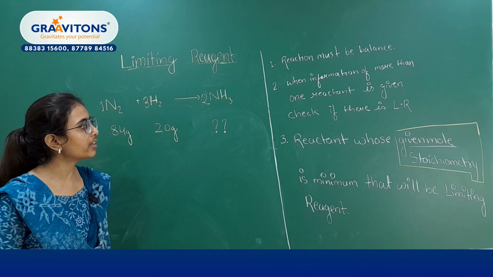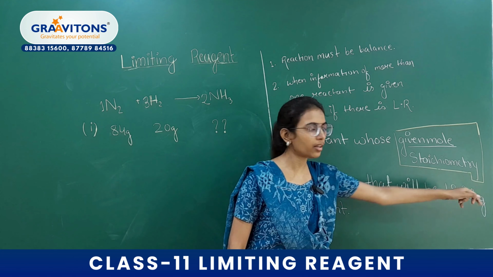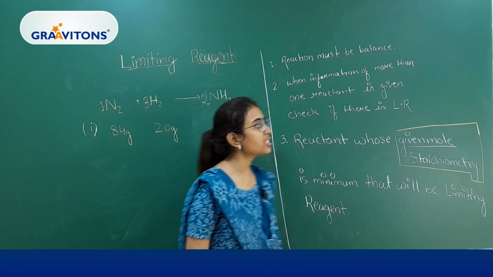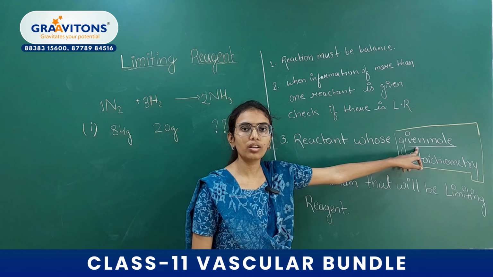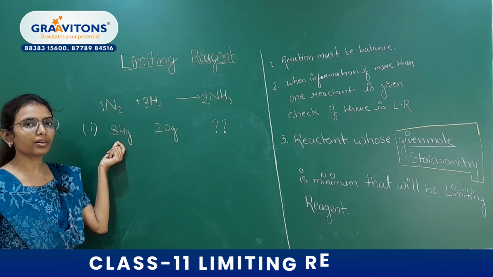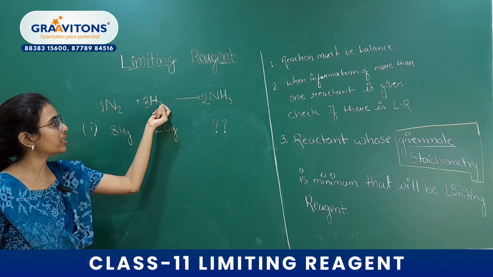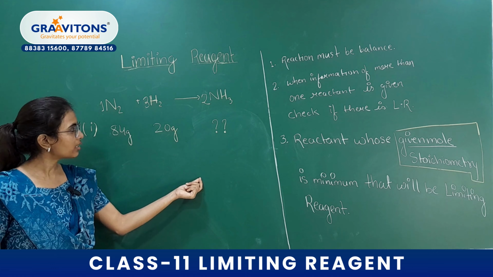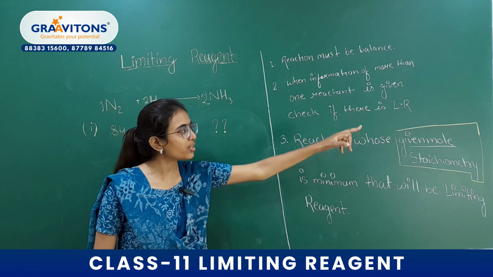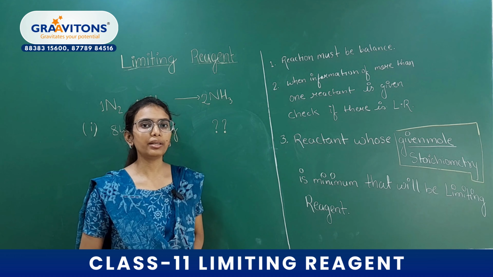So how to check that? The reactant whose given mole divided by stoichiometry is minimum will be the limiting reagent. It means first we have to calculate the given mole. First we have to calculate the given mole of nitrogen from 84 gram, then the given mole of hydrogen. Then we will decide which one is the limiting reagent by dividing by stoichiometry, and the one for which the ratio comes out minimum will be our limiting reagent.